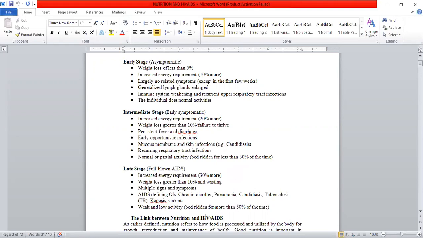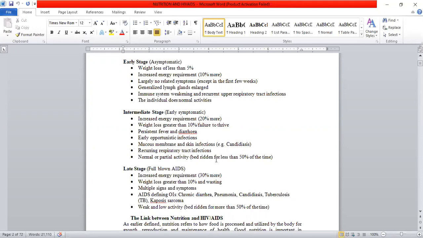So the other characteristics I have opted to leave out because I believe you can understand them. Is there a characteristic you cannot understand? So in the early symptomatic stage, we have early opportunistic infections, the mucous membrane and skin infections. You find that they may be having candidiasis. This is where you find that they even have the rash on the throat or in the mouth. Or even, remember, candidiasis also affects the urinary tract, either in the vagina or, if it's a man, in the urethra, and so on.